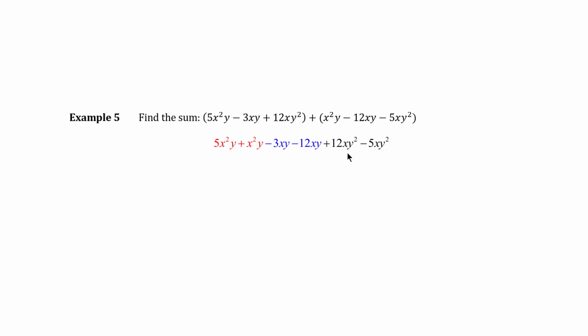Next, we go ahead and simplify. So we have 5x squared y plus x squared y is 6x squared y, minus 3xy minus 12xy gives you negative 15xy. And then we have 12xy squared minus 5xy squared is positive 7xy squared. So the final result is 6x squared y minus 15xy plus 7xy squared.